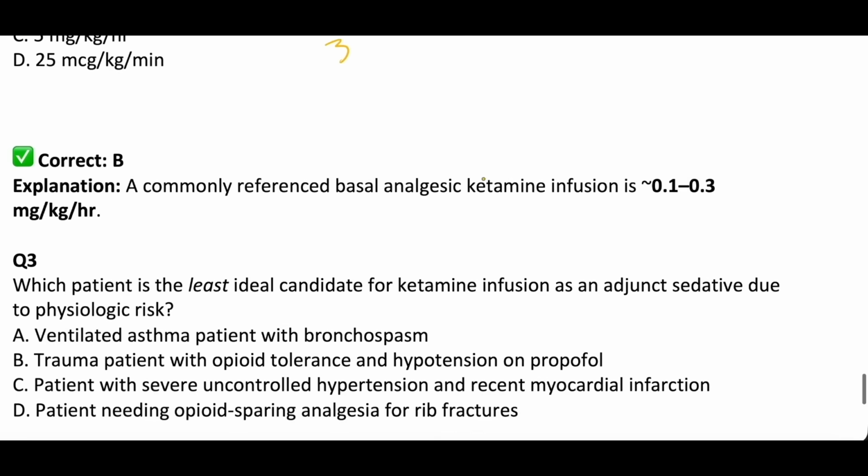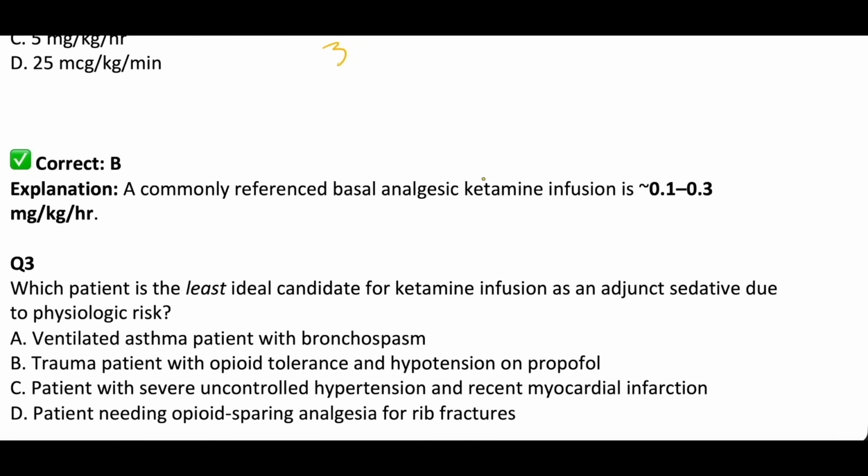Question 3. Which patient is the least ideal candidate for ketamine infusion as an adjunct sedative due to physiologic risk? A. The ventilated asthmatic patient with bronchospasm. B. The trauma patient with opiate tolerance and hypotension on propofol. C. The patient with severe uncontrolled hypertension and a recent myocardial infarction. Or D. The patient needing opioid-sparing analgesia for rib fractures.